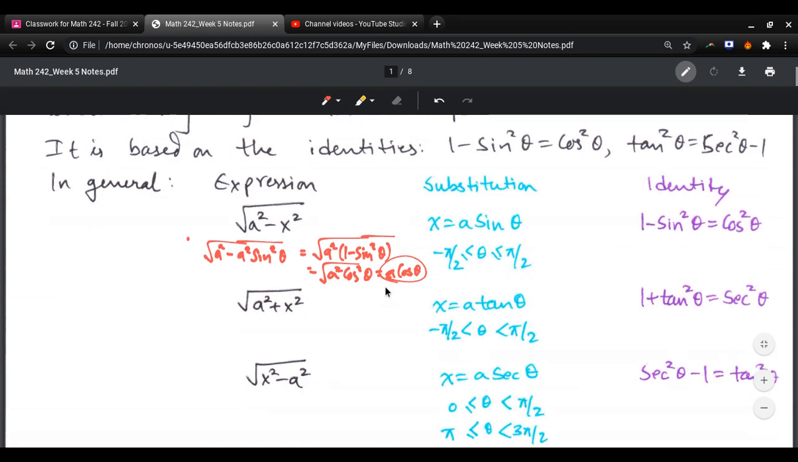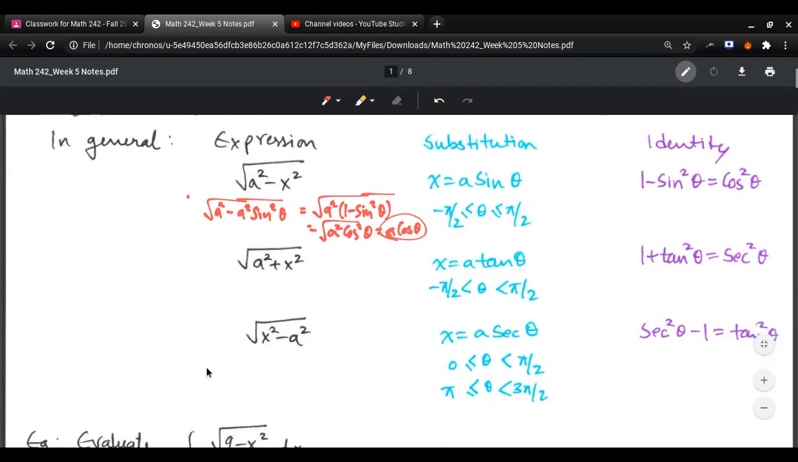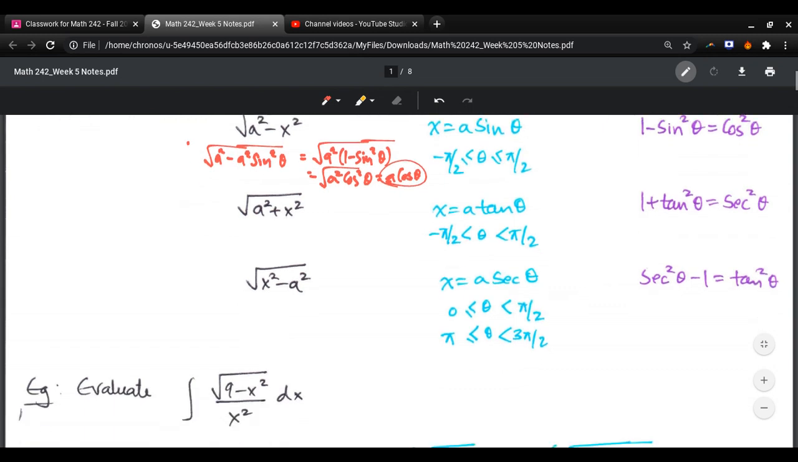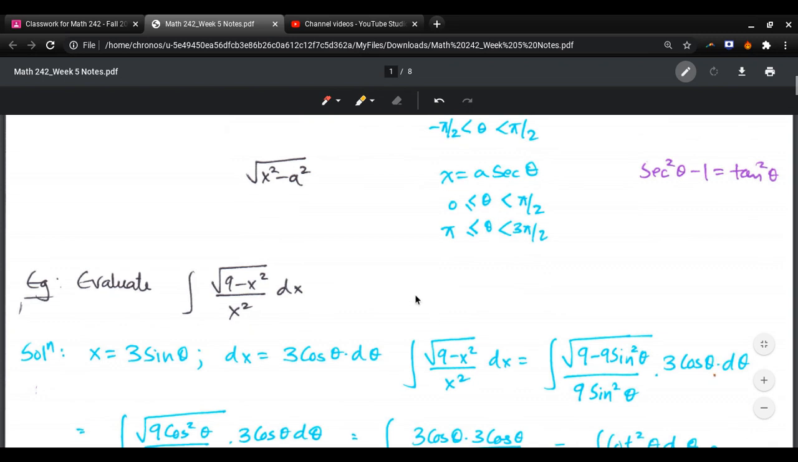Similarly, for a squared plus x squared, the substitution of a tangent theta works because 1 plus tan squared theta is secant squared. And for x squared minus a squared, a substitution of a secant theta works because secant squared theta minus 1 is tan squared theta. So the objective is to get rid of the square root. Let's look at an example.